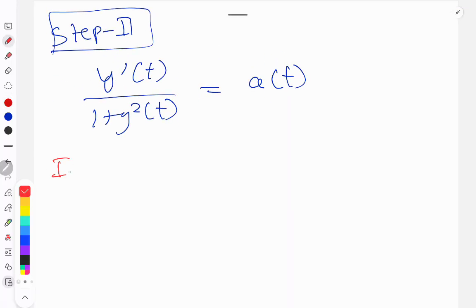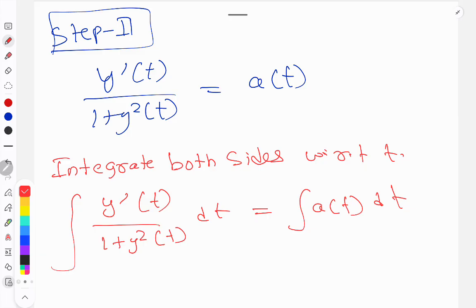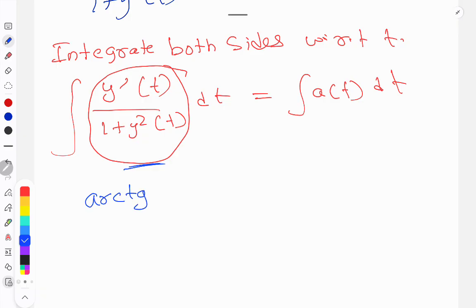Then you have to integrate both sides with respect to t. So to integrate both sides, y square t, I'm just integrating both sides with respect to t. And yeah, this one is a very direct formula. If you go to the formula sheet, you can see this is the formula of arc tangent. So this is arc tangent y of t, and since you're doing integral, you will get a constant c1 equals a of t.